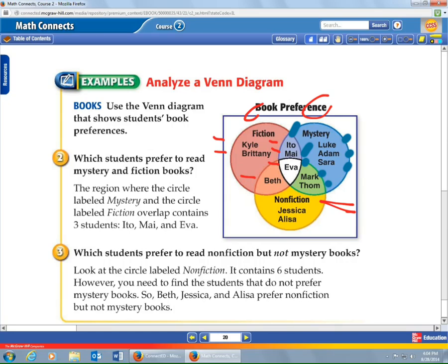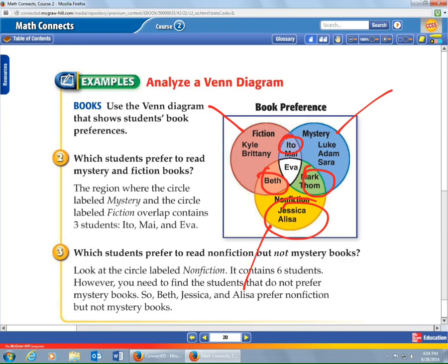But if I were asking who likes all types of books, the only answer that could be given is Eva, right there in the middle. If we were looking at who only likes nonfiction but doesn't like anything else, we would be looking at Jessica and Elisa. So, depending on what area of the Venn diagram you're looking at, depends on do they like only this, only that, or do they like 2 things at a time, or is it a case where they like 3 things at a time? So, depends on where you're looking.